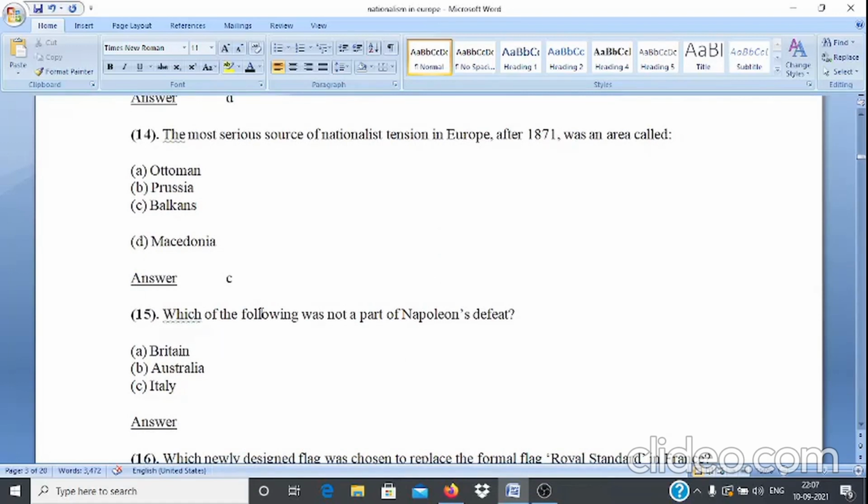Question number 14. The most serious source of nationalist tension in Europe after 1871 was an area called A. Ottoman, B. Prussia, C. Balkans, and D. Macedonia, and answer is option C, that is Balkans.